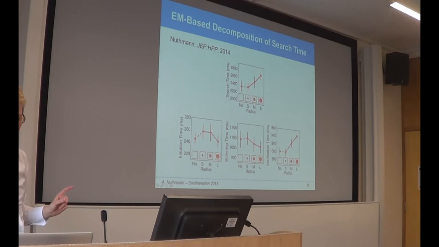And again, the interesting condition is actually that one here, the large blind spot, where we observe the search time costs. And now, interestingly, the search initiation time and the scanning time were not affected. And that means, and I really like this, that means the objects could be localized in the periphery as well as in the control condition.